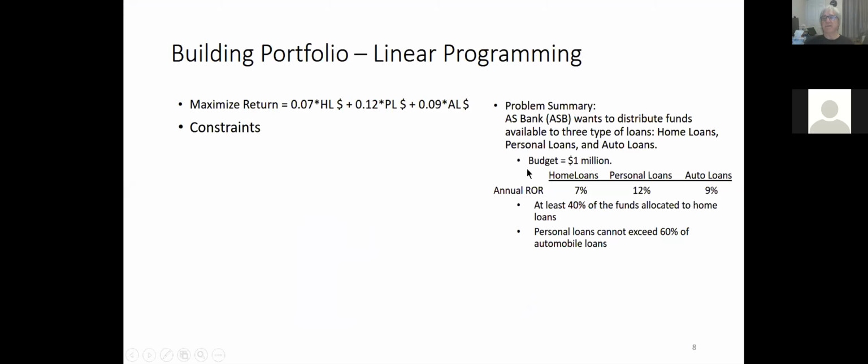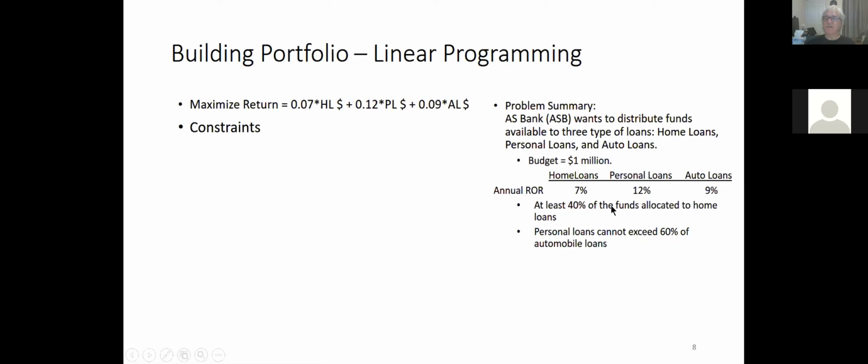So a bank has a free new funds of $1 million. He wants to distribute the funds and use them in loans of different types that he's giving to customers. So the number of loans, 3: home loans, personal loans, and auto loans. Here is the rate of return, annual rate of return for each one. The bank is putting restrictions on how the portfolio can be built. Usually it's done because of diversification and protection from risk.